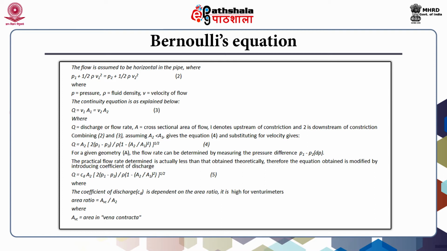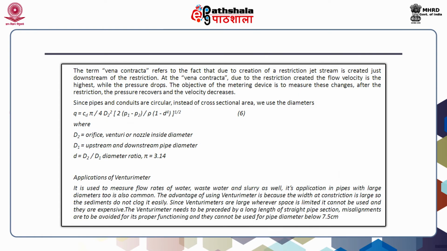The reason why we put a coefficient of discharge is because we have to measure it in terms of whether it is a venturi meter or an orifice meter. Now in this equation that you see on your screen, the cross section is measured essentially in terms of the diameter, and that is why this equation is in terms of the diameter of the pipe.